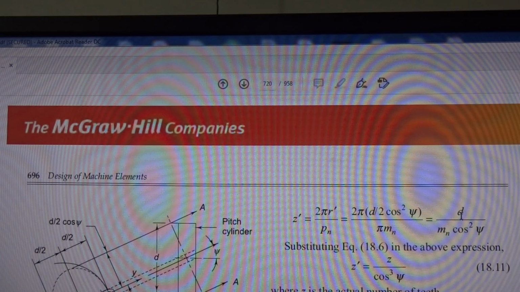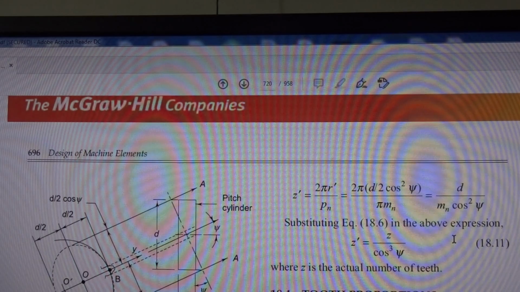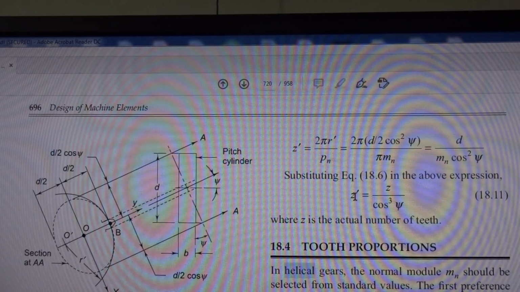Substituting the value of mn in terms of z, mn is equal to m cos psi, and d by m is equal to z. So the virtual number of teeth z dash is equal to z upon cos cubed psi.